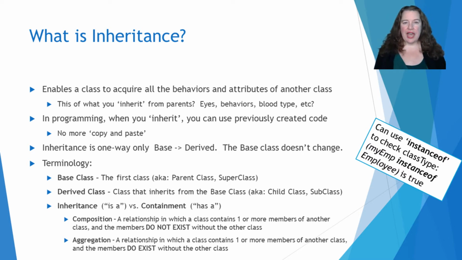With composition versus aggregation, these are also two very important terms, and recognizing the difference between the two is important. So composition is a relationship in which a class contains one or more members of another class. The members can't exist without the other class. If we had students in a school, if we don't have the school, the students can't exist. They could still be people, but they are not students at this point. So composition means that a school is composed of multiple students. Students cannot exist without the existence of the school.